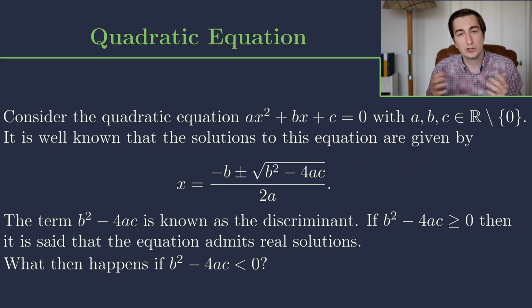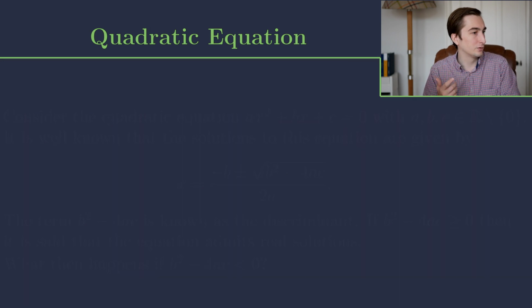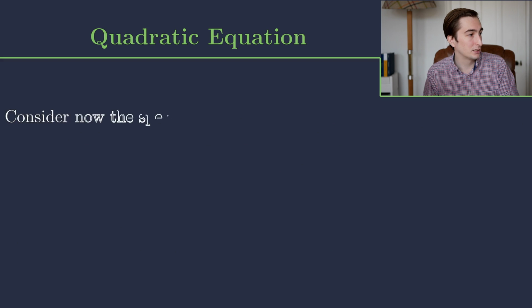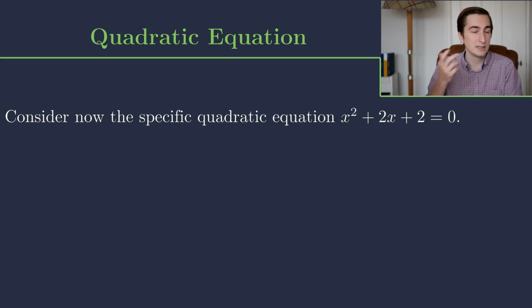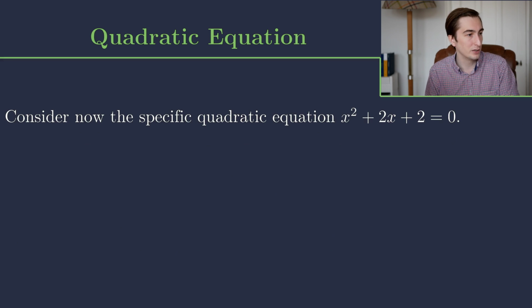So maybe we should extend our numbers again, right? Much like how we extended the naturals to the integers. Maybe we should extend our real number line to a new set of numbers that we haven't yet discovered. So continuing that line of thought, let's look at a particular type of quadratic equation. The quadratic equation that I want to take here is x squared plus 2x plus 2 equals 0.